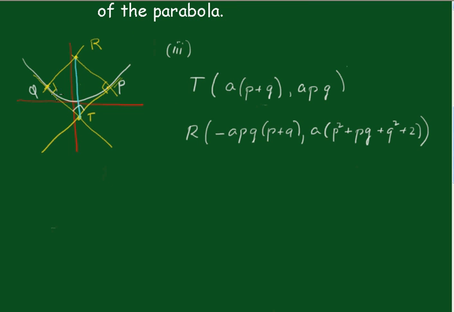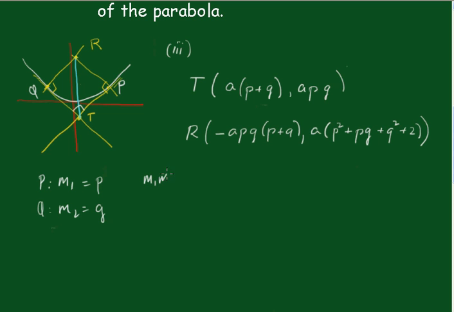Now in part 3 we have to prove that RT is parallel to the axis. Now if you look at the x coordinates here, of T it's a into p plus q, and the other is minus apq into p plus q. So they're very close. Now, if we look at the gradients of the tangents, we can see that for P, M1 is equal to little p. For Q, M2 is equal to q.